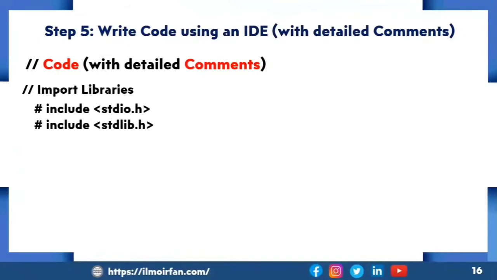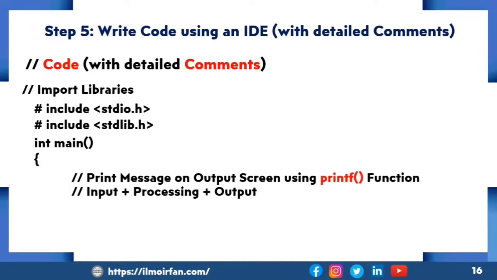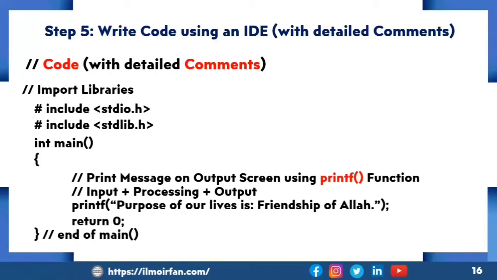Step 5, write code using an IDE with detailed comments. To summarize, in the first four steps, first of all, I completely and correctly understood the real world scenario. After that, I explained author and system information in detail. In the third and fourth step, I used the information provided in the real world scenario to understand purpose of program and input processing output. Now, in the fifth step, I will write high quality C code using CodeLite IDE to solve the problem mentioned in the real world scenario.